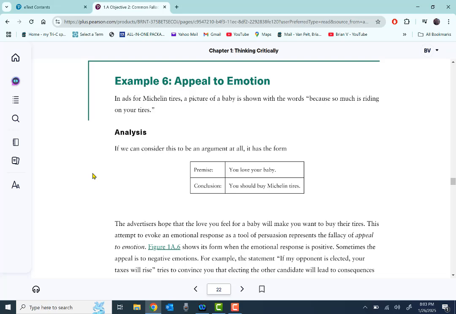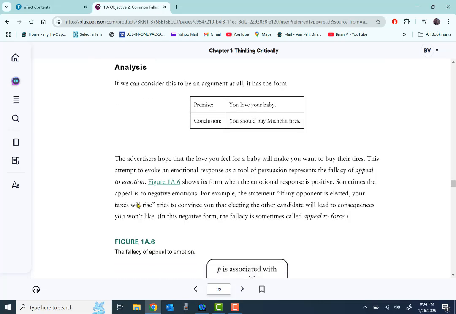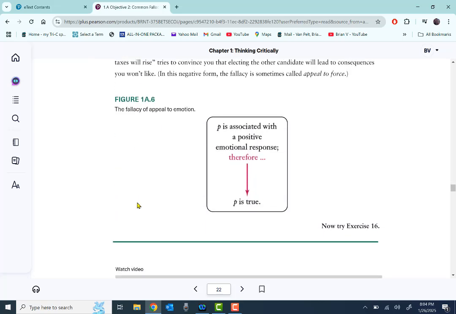When you break it down to its basic form like this, you can see you love your baby and you should buy Michelin tires are not connected in any way, shape, or form. You might find it useful, as you read your arguments in the homework, to make up the premise and conclusion, and see if those things really look like they could have any kind of a connection. They go through 10 of these in total.